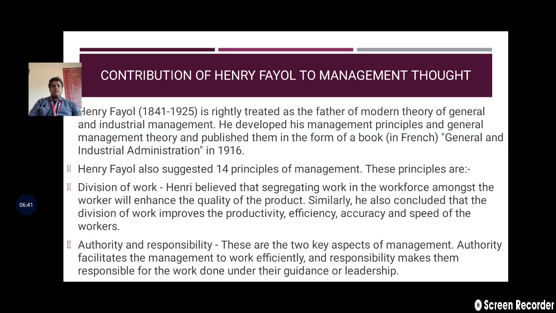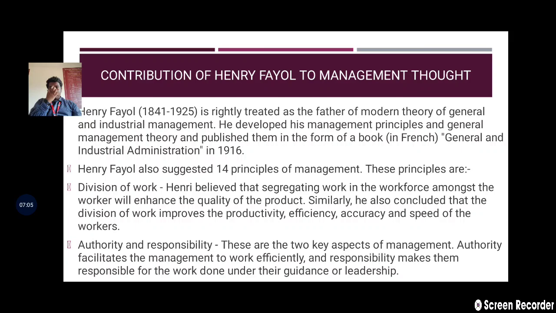The first one is division of work, second, authority and responsibility. Third one, discipline. Fourth one, unity of command. Fifth one, unity of direction. Sixth one, subordination of personal interest to organization interest. Then remuneration, centralization, scalar chain, order, equity, stability of tenure, span of cooperation, initiatives.